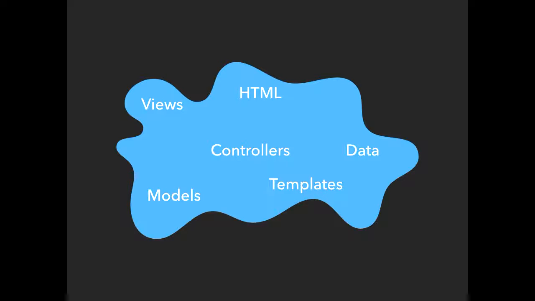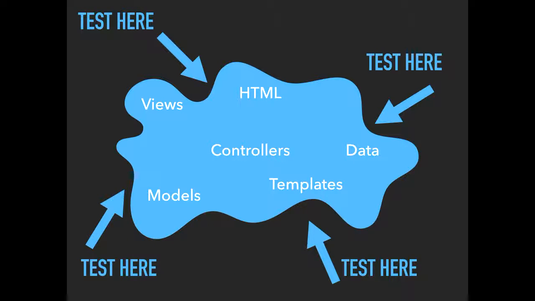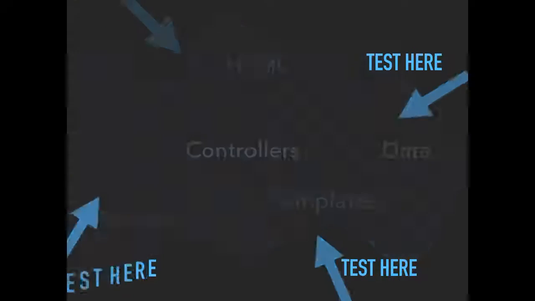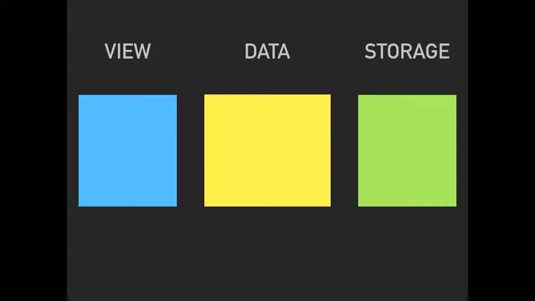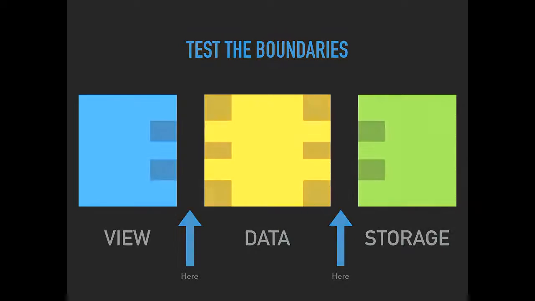What we end up with is a kludge of stuff with our HTML, controllers, data, templates, views, and models. And then when it comes time to test, we test here, or here, or here, or somewhere here. What we really should be doing is decomposing our application into separate components, and then just test at the boundaries between them. So that's here and here. So that when it comes time to bring everything together, it all fits nicely. And at any time, we can swap out a component with another one, and we know everything's going to fit together.